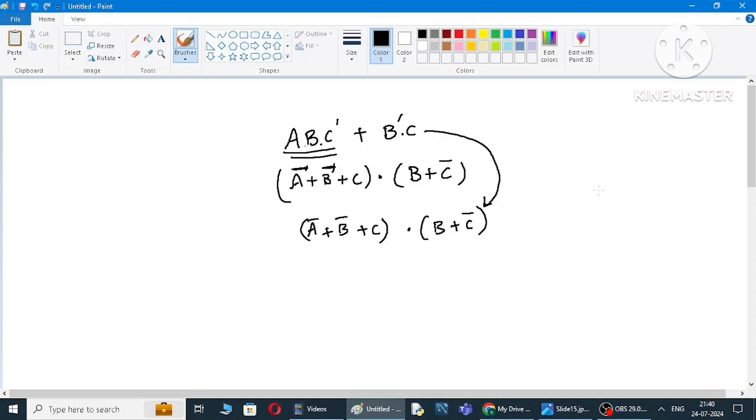Hope you all understood. In part 3, you will learn about the other logic gates called NOR, NAND, XOR and XNOR. You will also learn how to draw the logic circuit for a given expression.